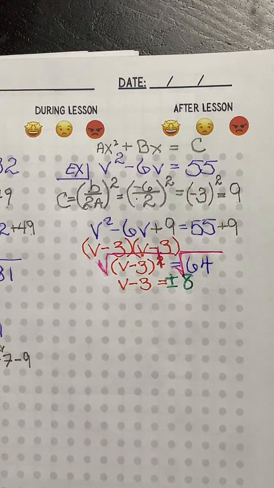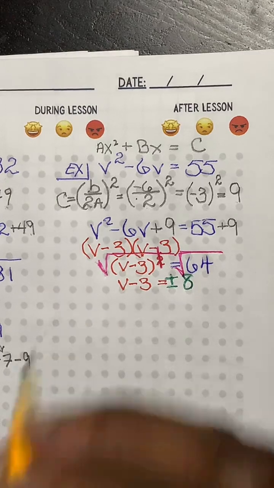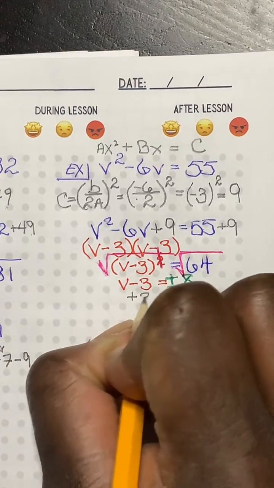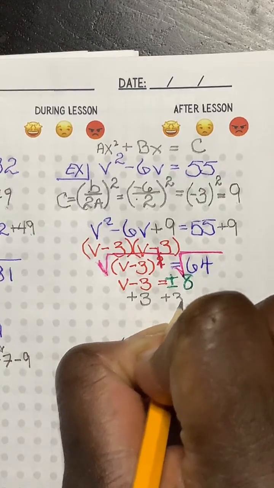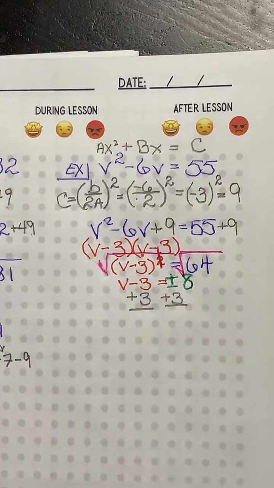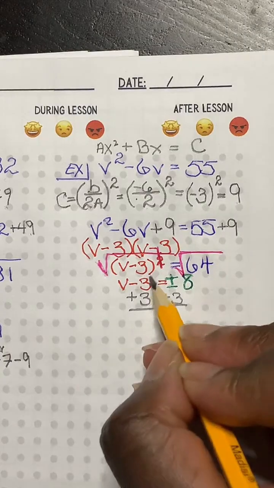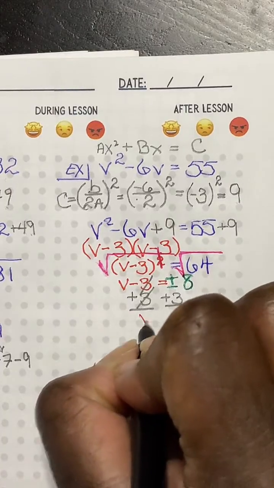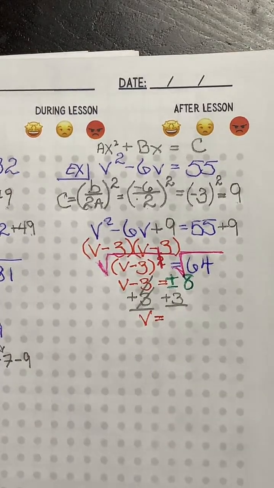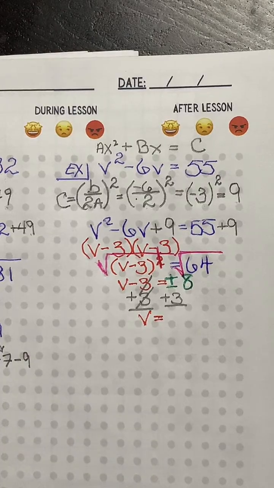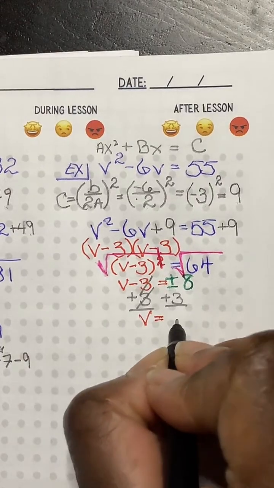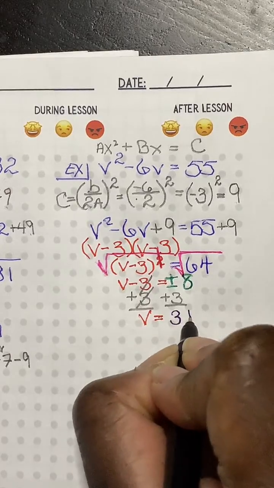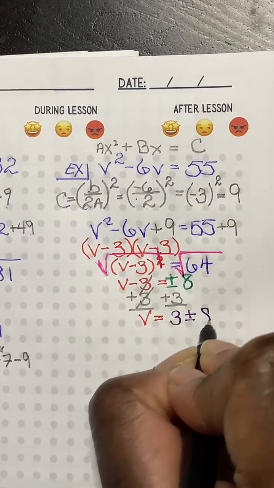So now, I don't know what that picture is, says add 3. Okay, so we're going to add 3 on both sides. So that means negative 3 plus 3, they cancel out. Let me bring my V down. All right, so now we have this positive 3 plus minus 8.